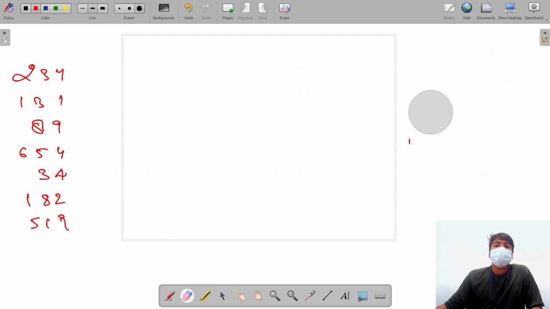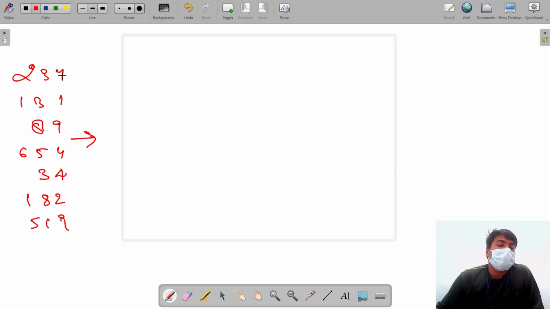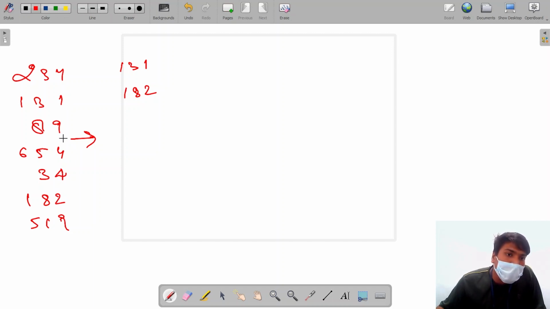So let us do the same thing with this array once, so that we can get more clarity. Okay, so first of all, we'll sort it on the basis of ones. So just take the ones element and sort it. Okay, so first of all we have 1, right? 131. So 131 will come first, then 182, and then we have, do we have 3? No, we have 4. So 234.